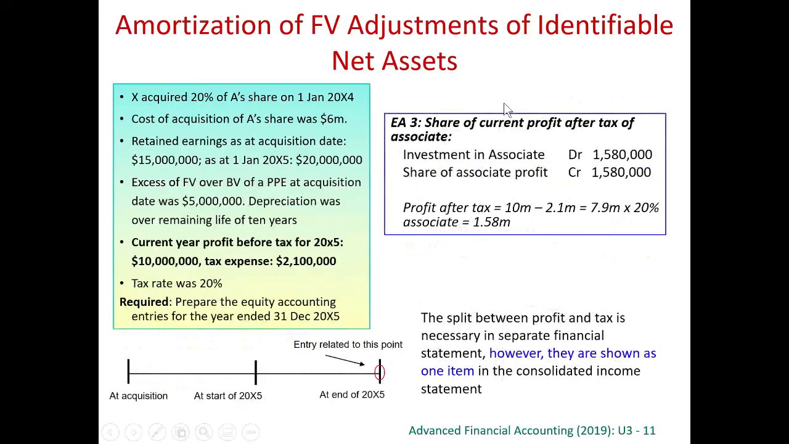Now we can really share the current year profit. The question says that the current year profit before tax was 10 million. There will be a taxation of 2.1 million. So therefore the profit after tax is 7.9 million. As a 20% associate, we share 20%. Therefore we debit investment in associate 1.58 million and we credit share of profit of associate 1.58 million.